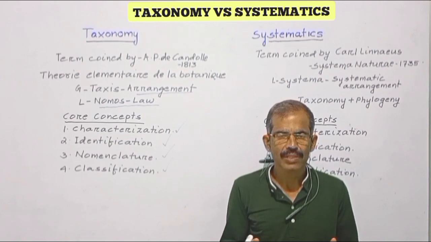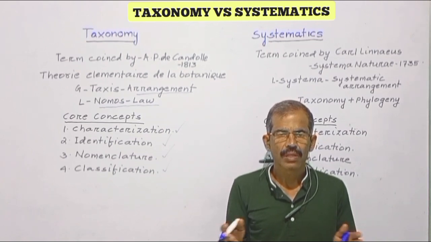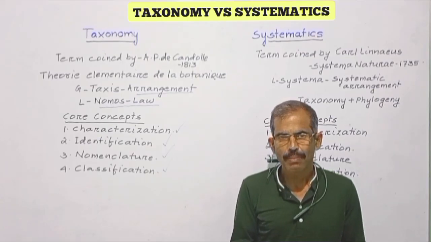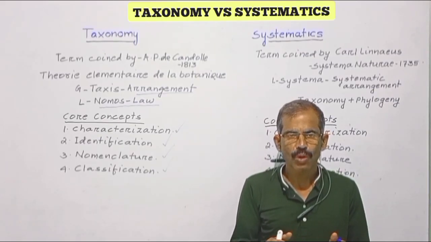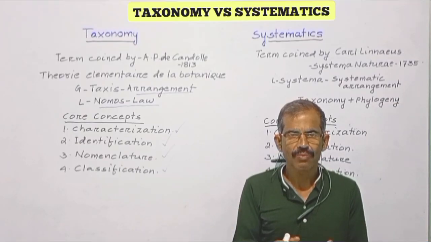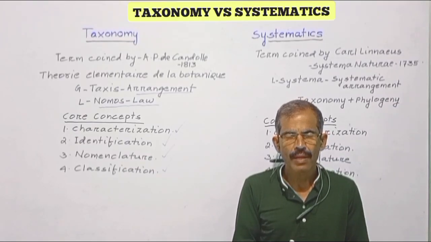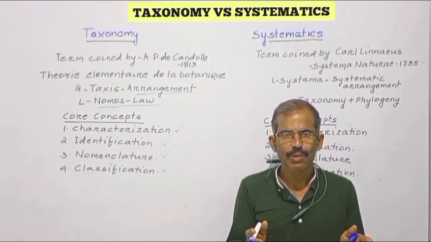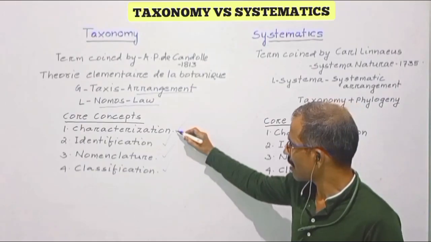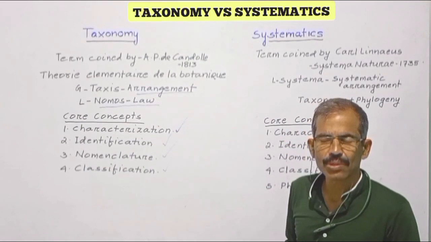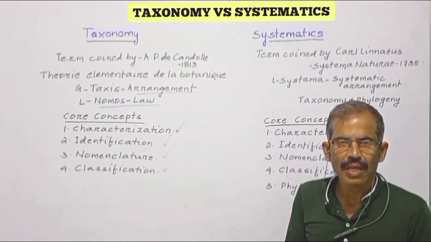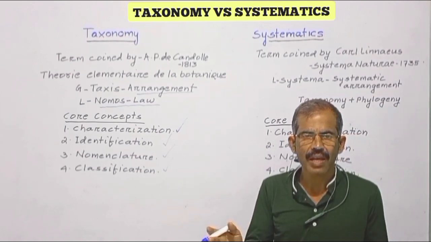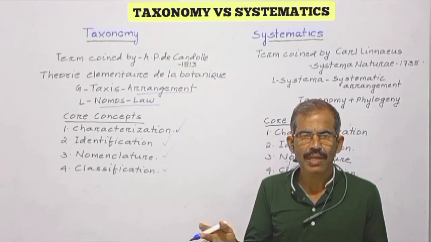Friends, in several textbooks, the terms taxonomy and systematics are used interchangeably, but this is wrong. These two are closely related but distinct fields of biology. First, taxonomy. Taxonomy is a branch of biology that deals with the characterization, identification, nomenclature and classification of organisms into distinct hierarchical ranks known as taxonomic categories.